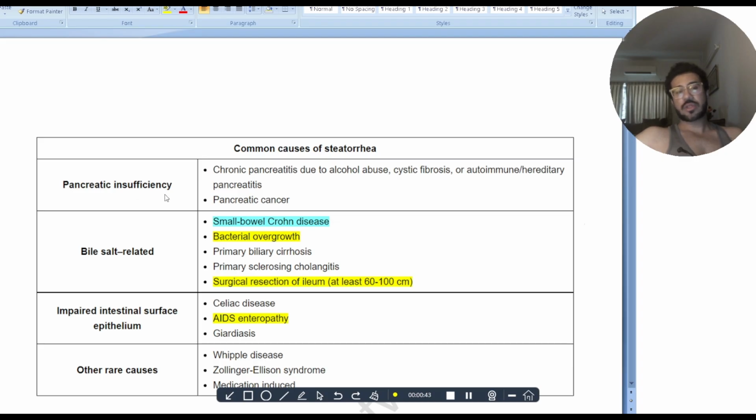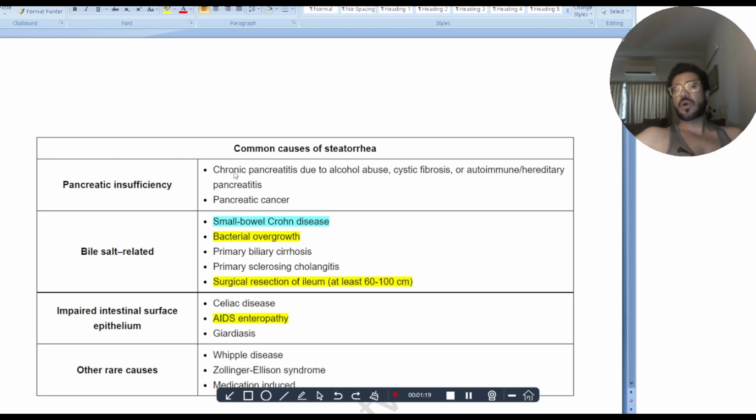So the number one reason is pancreatic insufficiency. What can cause pancreatic insufficiency? Number one, we have chronic pancreatitis. Repeated episodes of acute pancreatitis result in destruction of the exocrine glands in the pancreas, so they no longer produce pancreatic enzymes, so there is no digestion. So that results in steatorrhea because there is no digestion, there is no absorption of fat, it just passes in the stool. Chronic pancreatitis, one of the high yield reasons is alcohol abuse.